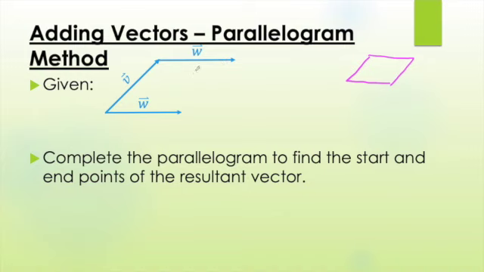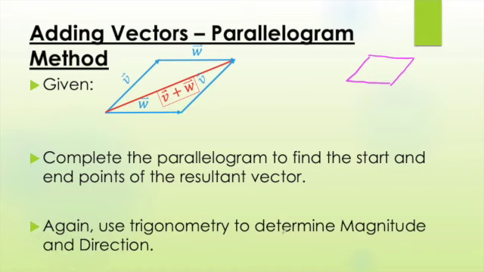So then you're going to get the top part of your parallelogram. You're going to do the exact same thing with our W. We're going to take the tail of W, put it on the head of V down here, and then finish at the head-to-head there. Okay, so you have created a parallelogram with your resultant vector V plus W. Or you could label it as W plus V because it is the exact same thing. Okay, again, you would use trigonometry to determine the magnitude and direction.